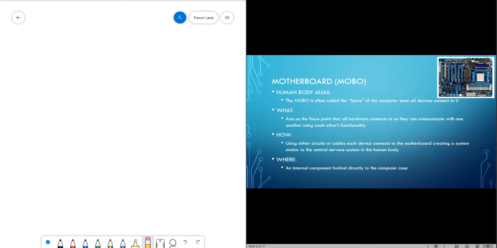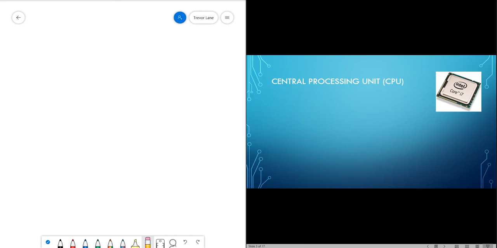All right, so we just finished talking about the motherboard, or MOBO for short, although nobody ever calls it MOBO. But now we're going to move on to the next component. And the next component is our central processing unit, or our CPU. And this is kind of what we call the brain of the computer. And what we mean by that is that it basically does the thinking involved in a computer.